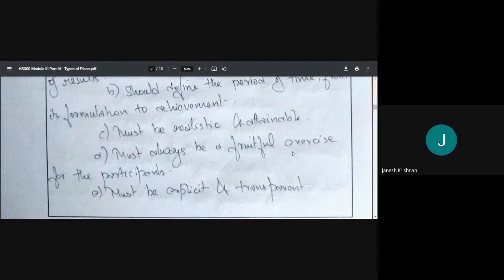Then the goal should be explicit and transparent. That means it should be very clear, very specific. There should not be any hidden thing.